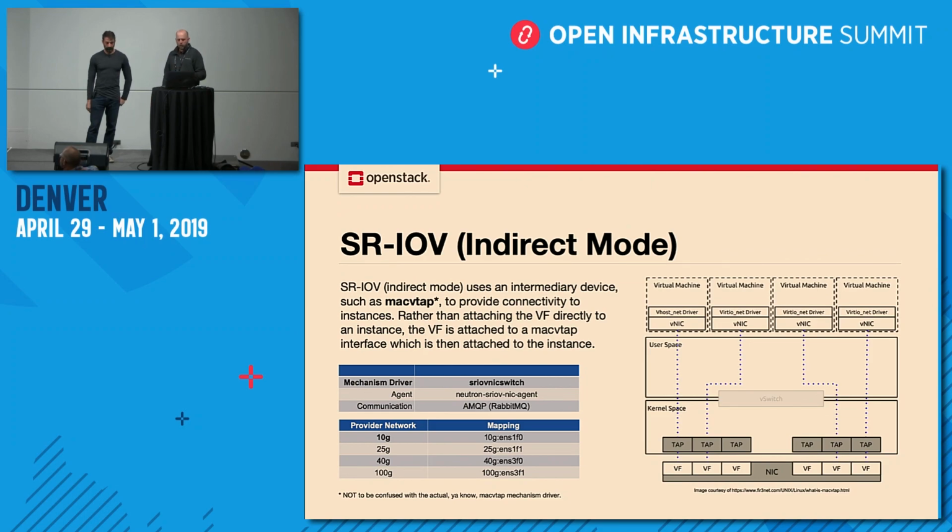So next, we're going to take a look at SR-IOV indirect mode. Indirect mode uses an intermediary device, such as a MacVTap interface, to provide connectivity to the instances. So rather than attaching the virtual function directly to the instance, the virtual function is first attached to a MacVTap interface, which is then attached to the instance. This particular architecture addressed some of the shortcomings of direct mode, especially related to live migration. But we'll see in the next slide that the performance benefit once you get over 10 gigabit is effectively lost.